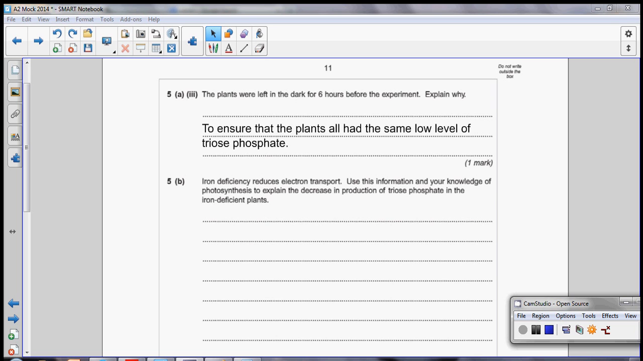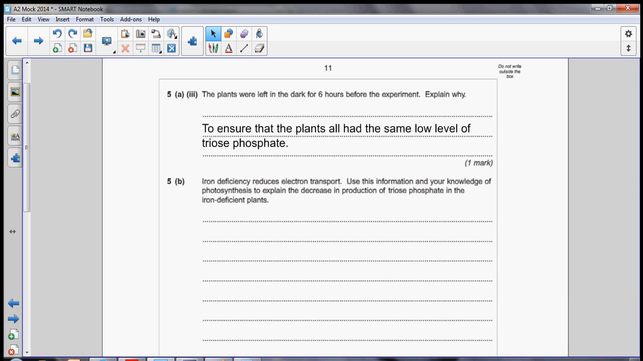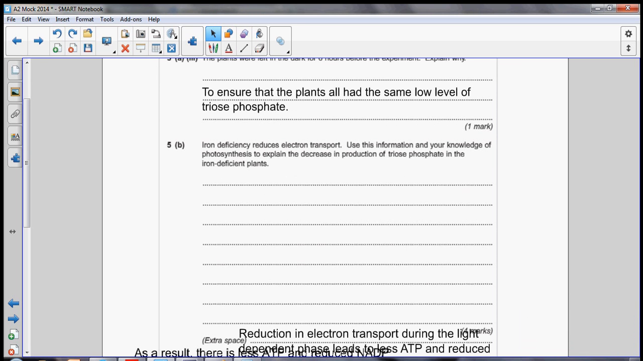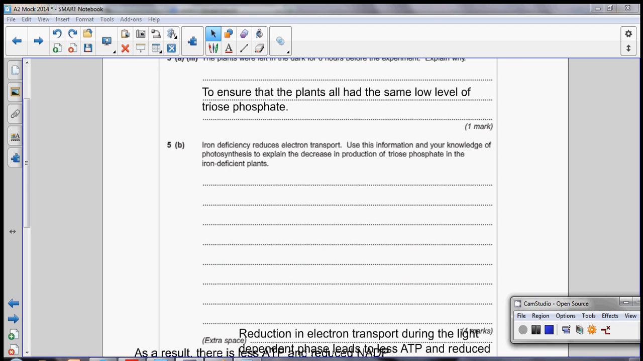So our answer would look something like this. The plants were left in the dark for 6 hours to make sure that all the plants had the same low level of triose. So, those questions are all to do with how the experiment was set up.